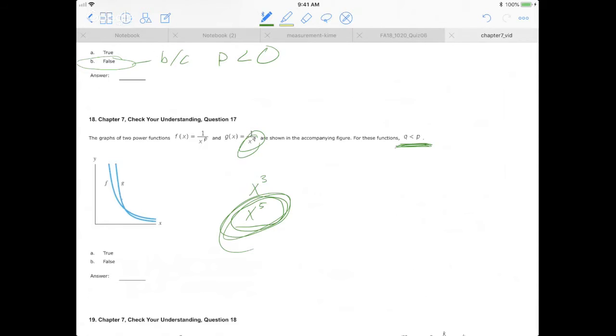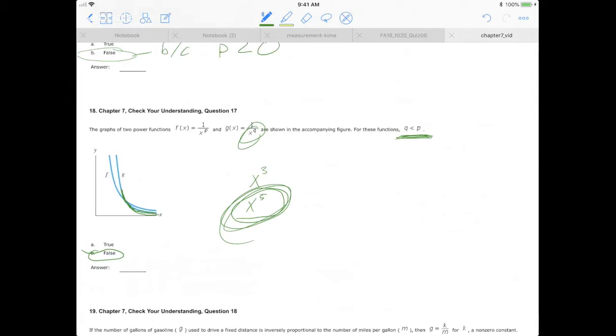Let's look here. Here's my g. It's below my f, right? That means it's decreasing faster than my f does. Well, that is no go, guys. False. All right.